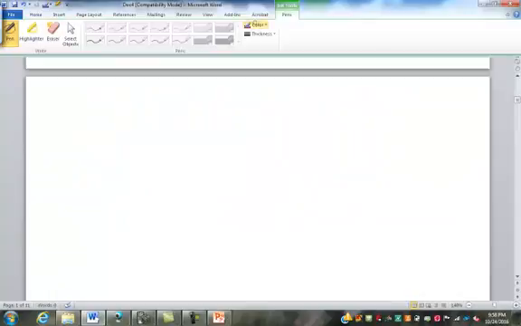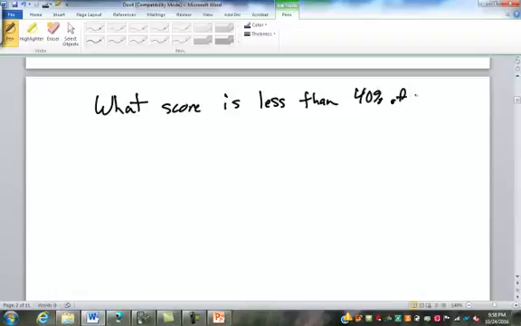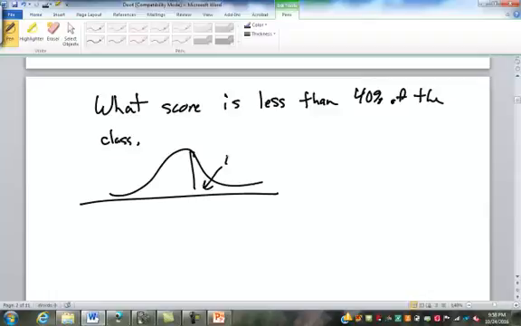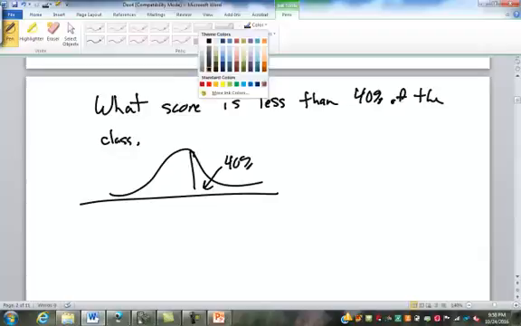Let's say I want to know what score is less than 40% of the class. So in other words, in my curve, what score here will have 40% greater than it. What score is less than 40% of the class.